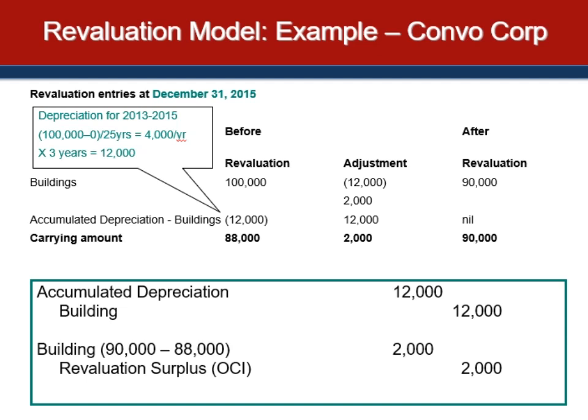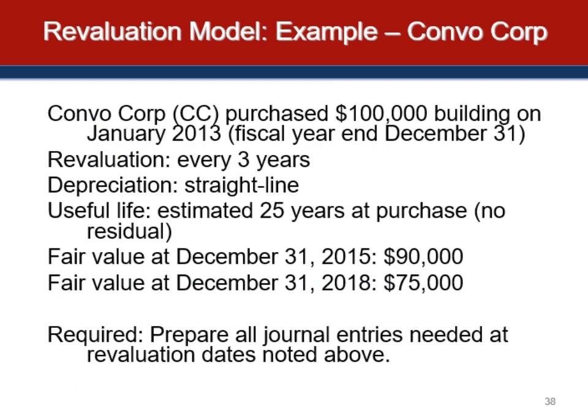then we revalue the building up to a value of $90,000. So we debit the building and credit the revaluation surplus in the other comprehensive income. So that's how we get rid of the accumulated depreciation. So that would be an example. We go back one slide here. Go back one more slide.